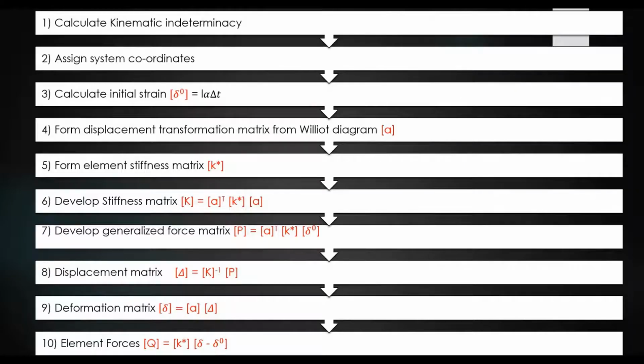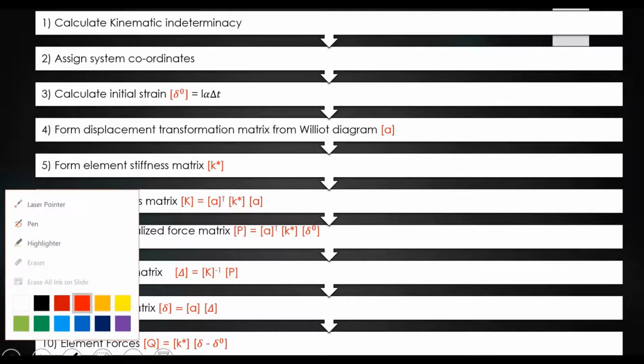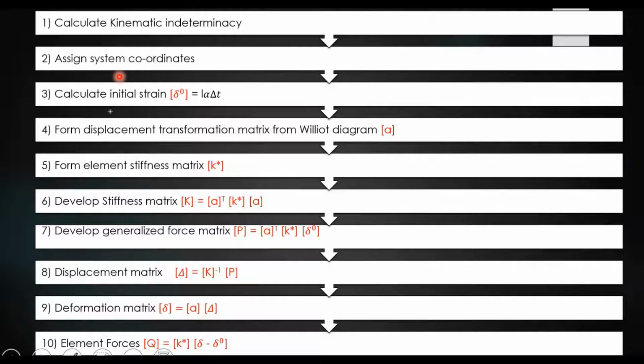So likewise, like lack of fit, we have the same 10 steps in order to analyze temperature effect. The only difference is that in the third step, in order to calculate the initial strain, we have an equation, that is L into alpha delta T, where L is the length of the member, alpha is the coefficient of thermal expansion, and delta T is the difference in temperature. Okay, so all of the steps are same as in lack of fit that we have discussed just before.